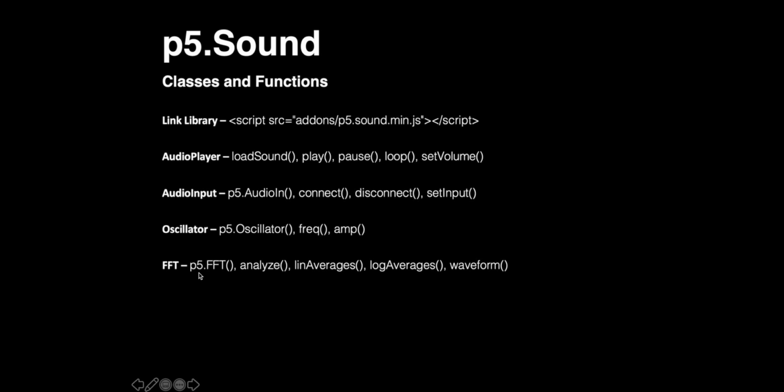And then we are also going to play around with FFT analysis, which is basically going to take the audio file, analyze it, break it into a data set, and then we can apply that data, those values, to a visualization of some kind. So that could be like a line wave or a bar chart or something more interesting and creative. So some of the functions that we're going to play around with are analyze, linear averages, logarithmic averages, and waveform. So the first example we're going to play around with is just how do we get audio files loaded into our P5 sketch.